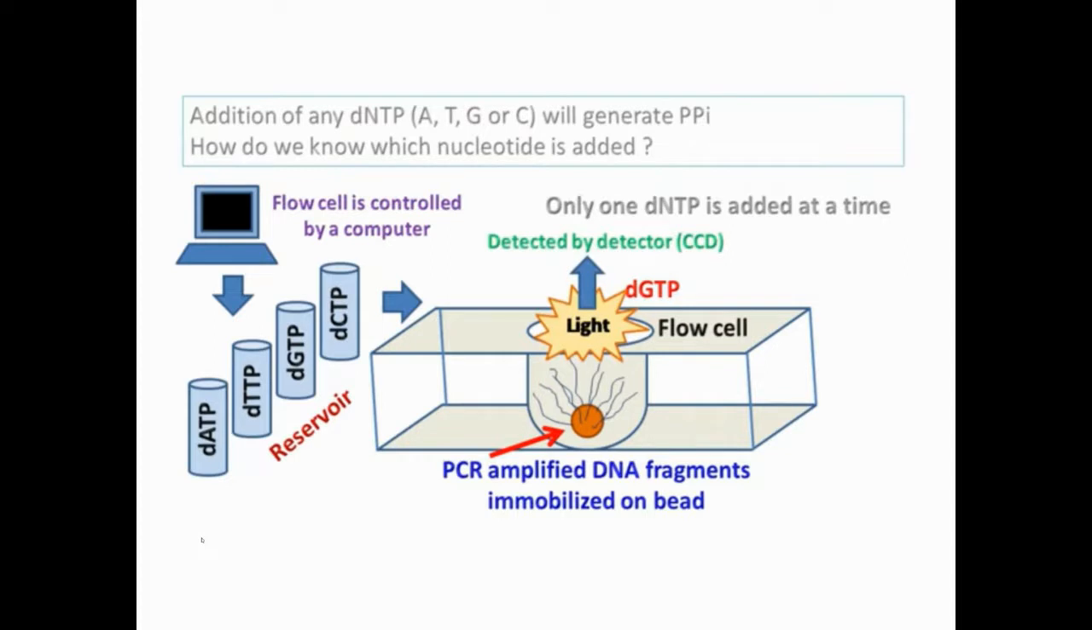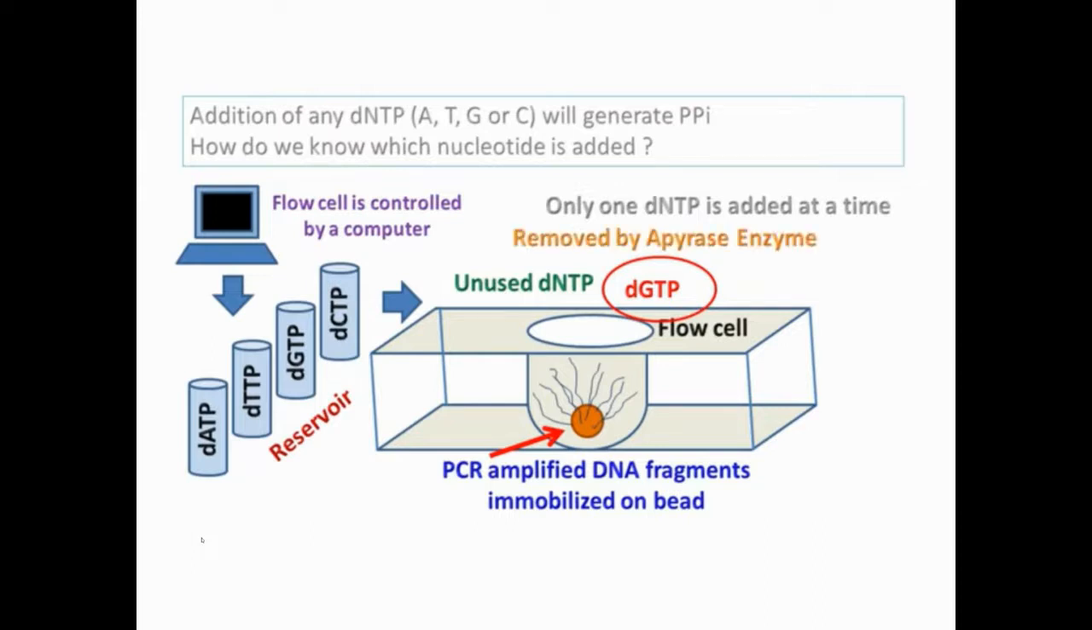If dNTP is not incorporated, no light is detected. Hence, the sequence information of the DNA can be easily obtained by detecting the light. It should be noted that there can be unused dNTP in the flow cell. This unused dNTP is removed by apyrase enzyme.